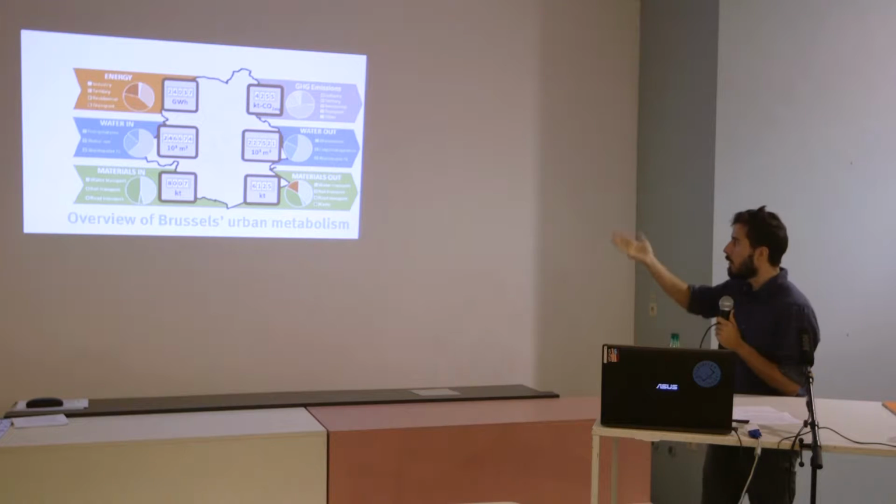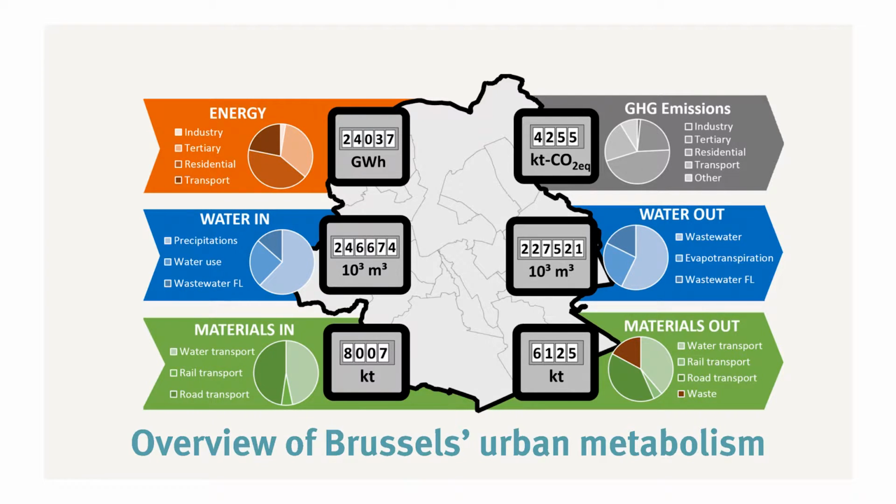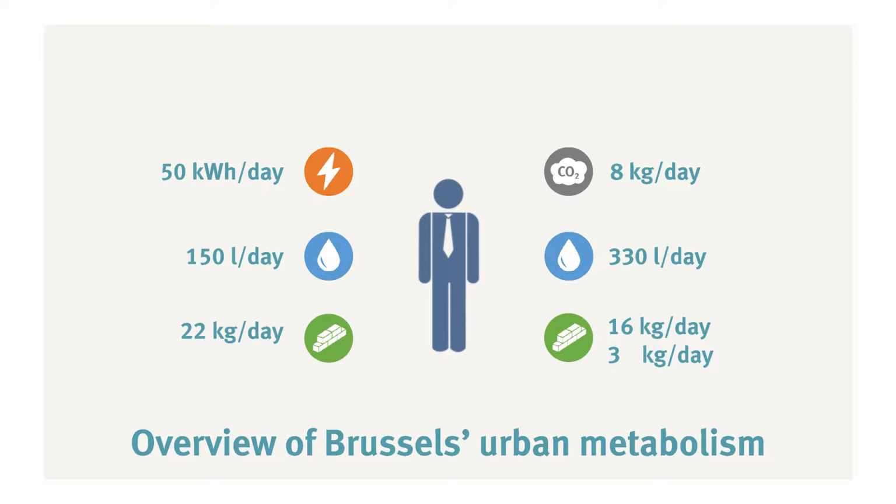So we can say, for instance, it's 250,000 million cubic meters of water per year in 2011. That's a lot of water. But what does it mean? Well, what do we understand with these figures? If we do it per day and per person, perhaps it talks to you more. For instance, it's 150 liters per day per person.